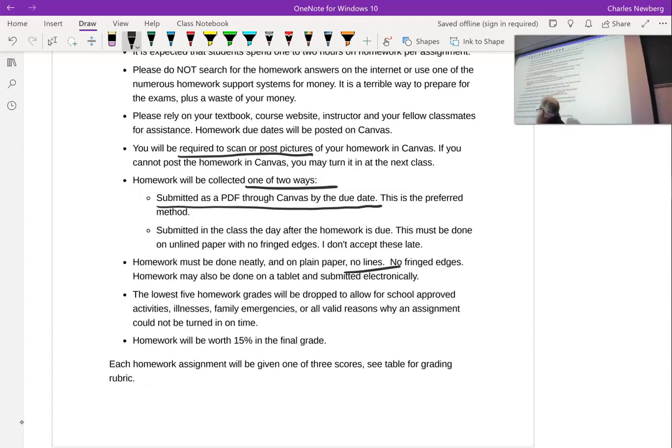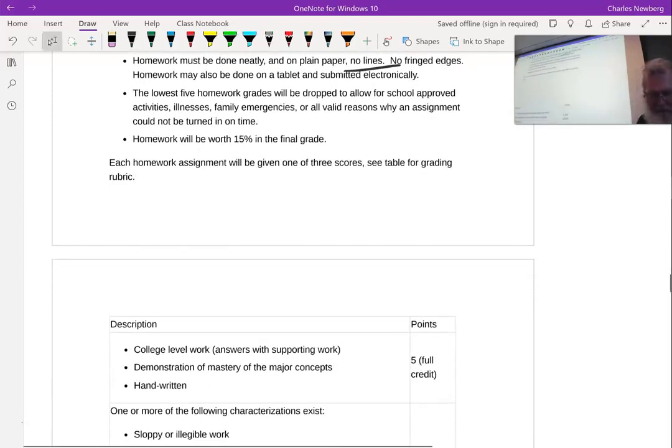All right, how do I grade my homework? One of 3 scores. First score, 5 points, full credit. Each homework assignment is worth 5 points. How do you get a 5 out of 5? College level work, meaning you have answers with supporting work. You didn't just write down the final answer, you showed me your supporting work. I should be able to read your homework and tell what the problem is without having to go back and reference the book. Your homework should tell a story, a demonstration of the mastery of the major concepts. Handwritten. There was an app out there a while ago that typed up the homework for students. I had a student try that.